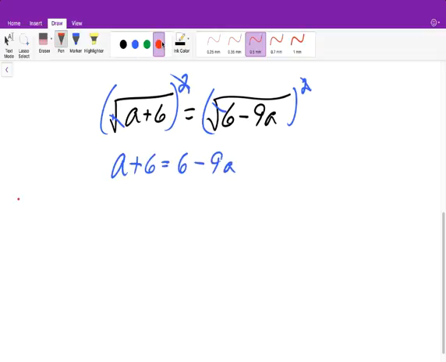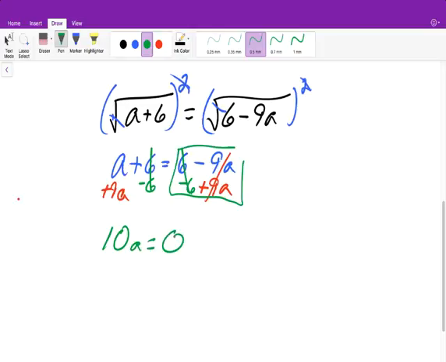All right, so I will then add over this 9a. And I will then subtract over this 6. Now when we do that, a plus 9a is 10a, and this over here will equal 0. A lot of you guys have started saying that 10a is the answer. It's an equation. The equal sign just doesn't go away.